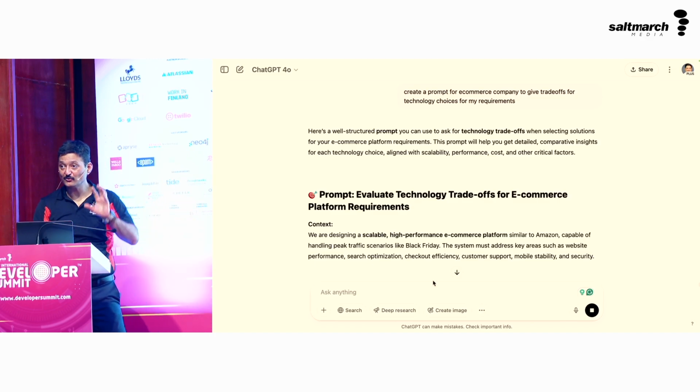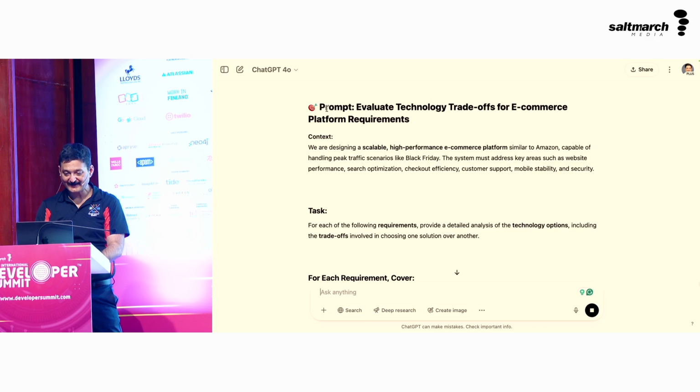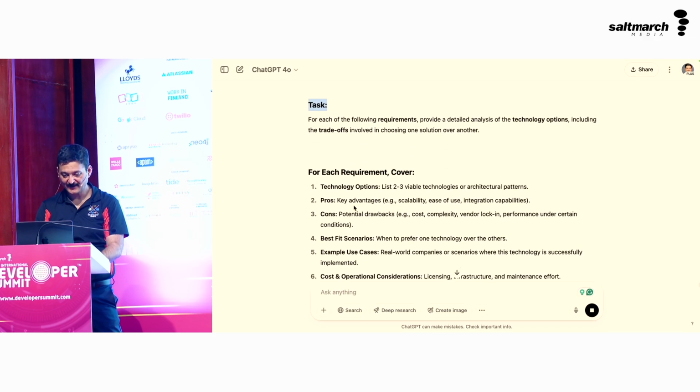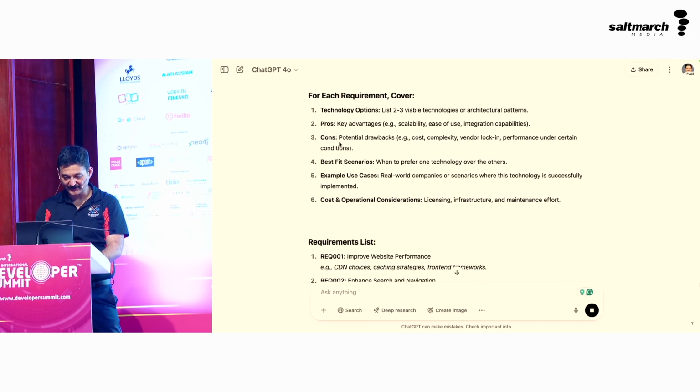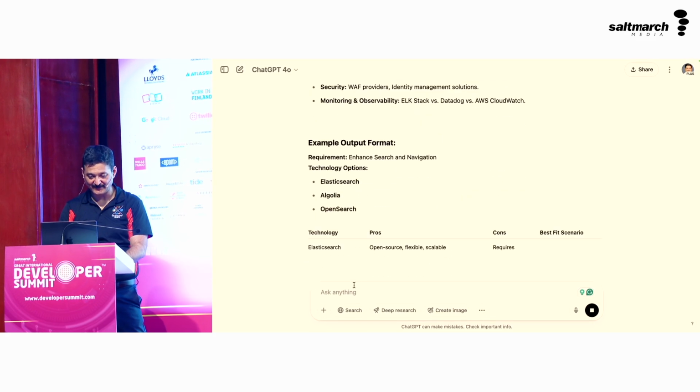Based on this prompt, now you copy this prompt somewhere. Now it's all ready to go. Now I can copy this prompt and run it. And I'm able to get the pros and cons for all my requirements. That's exactly what I'm doing here.